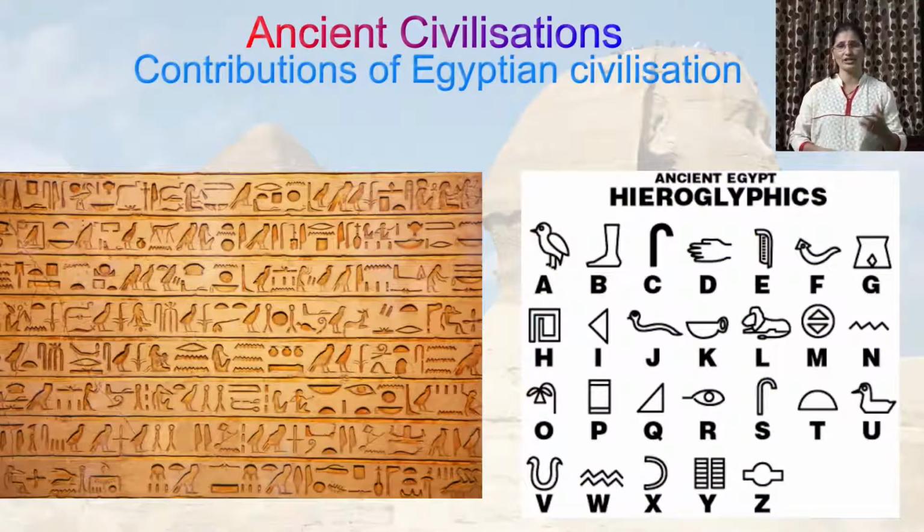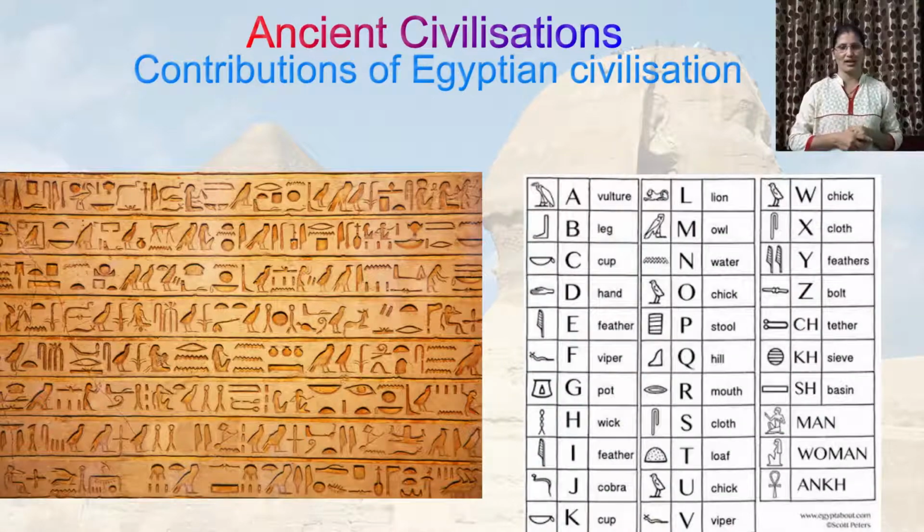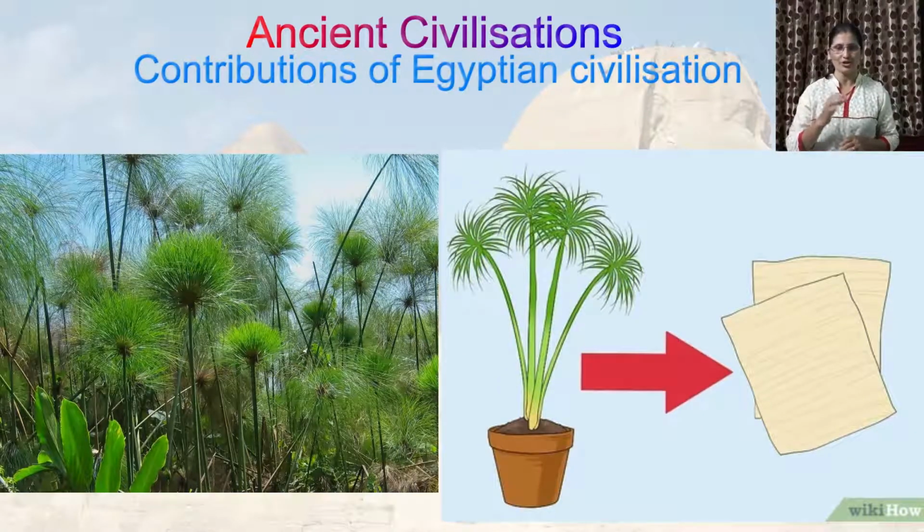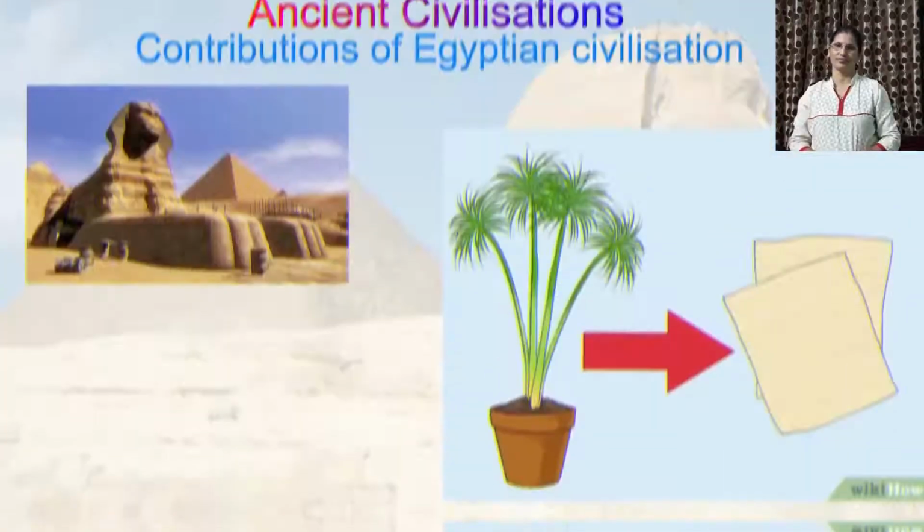The writing or script of Egyptians is known as hieroglyphic, which means sacred writing. How did they used to write? They used ink for writing and wrote on papyrus grass. And this grass was found growing on the banks of the river Nile.